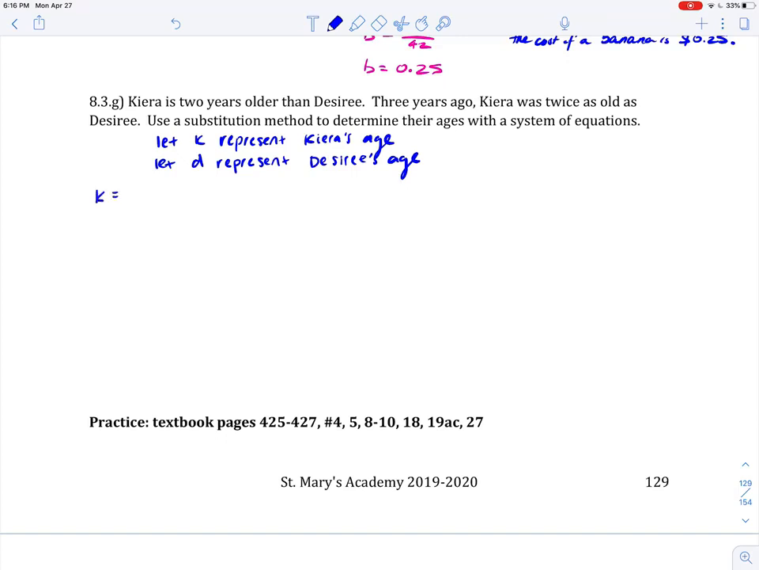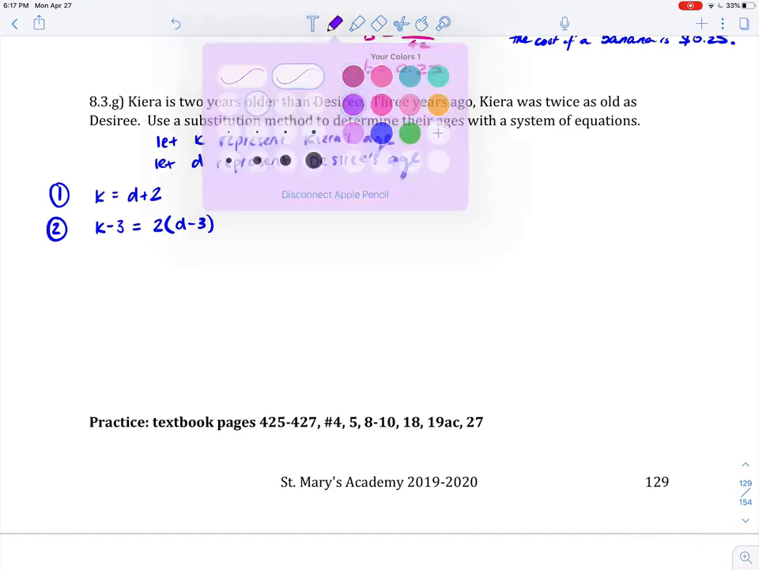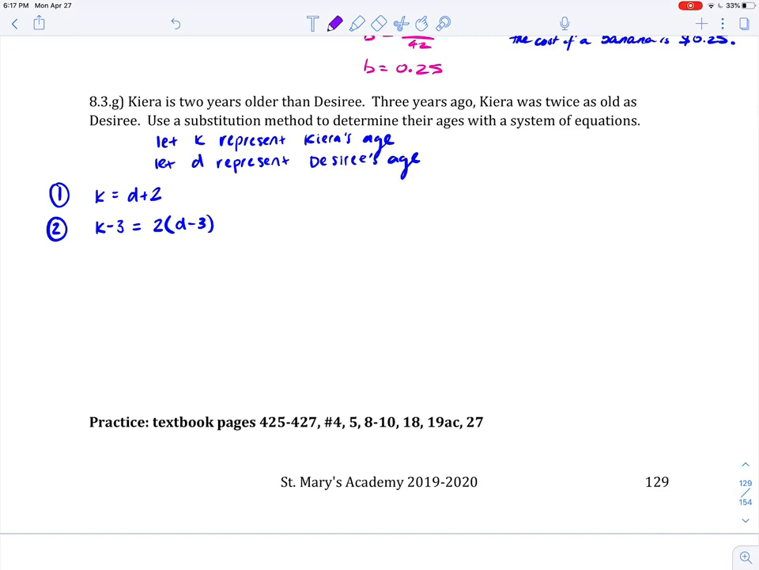Okay. We know that Kira's 2 years older than Desiree, so back then, and again right now, Kira's age is Desiree's age plus 2. That's going to be my first equation. And we know that 3 years ago, Kira was twice as old as Desiree. So Kira's age 3 years ago was K minus 3. And she was twice as old, so she was 2 times Desiree's age 3 years ago. So 2 times D minus 3.